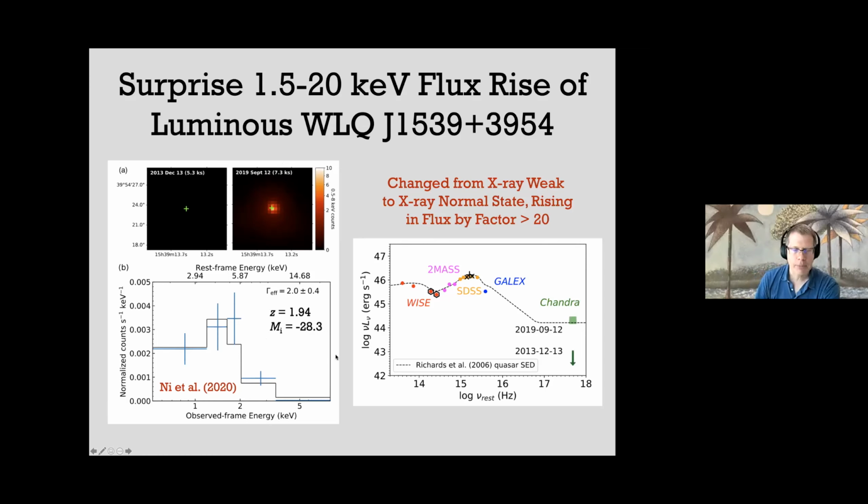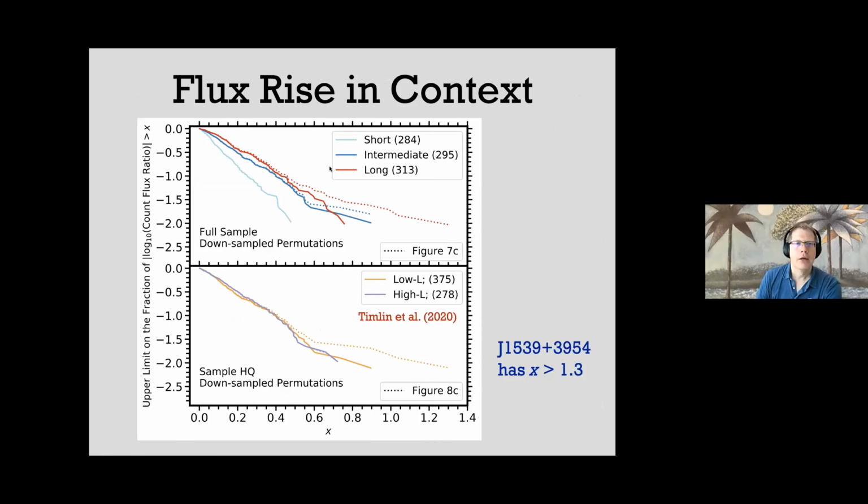And this type of variability, particularly among highly luminous quasars, is very rare. In fact, we have systematically, by mining the Chandra archive, constrained how often X-ray variability of a certain amplitude occurs. And that's what this plot is showing. This is showing X, which is basically the log 10 of the count flux ratio between two Chandra observations, split up as a function of time scale and as a function of luminosity. And J1539 would have an X parameter, as we define it here, of like 1.3. So it's way off in the tail here. And such events are extraordinarily rare among luminous quasars.